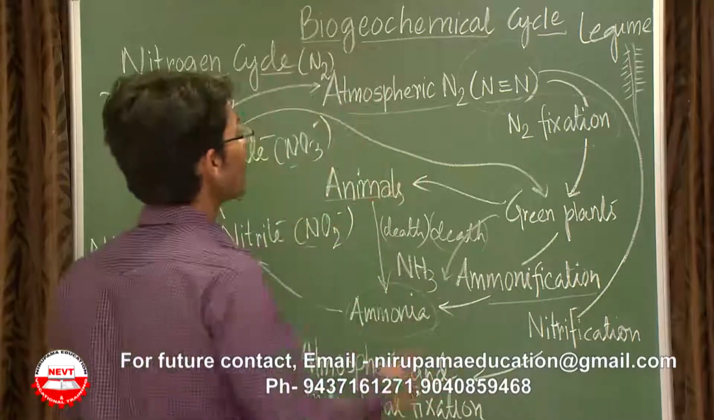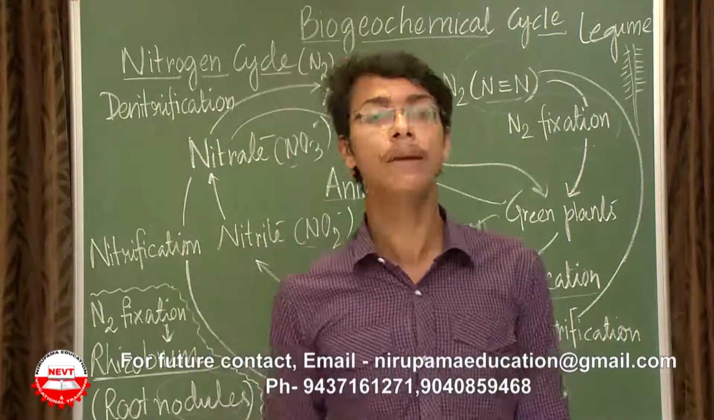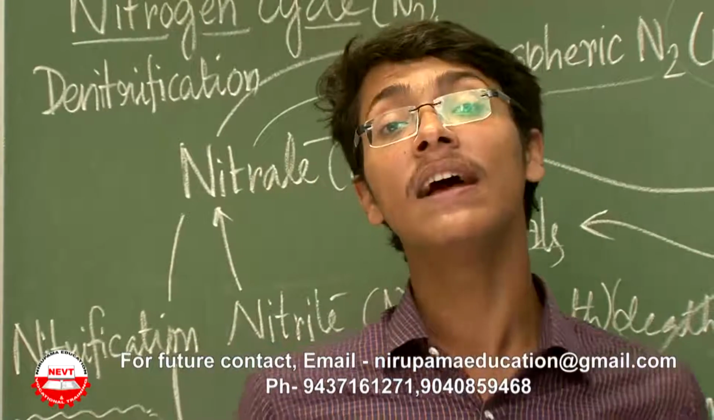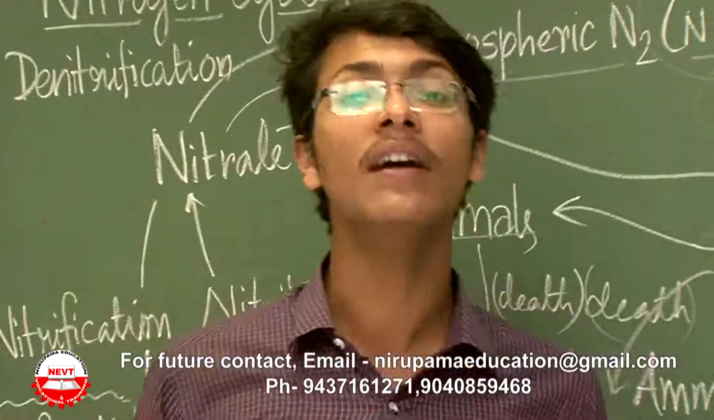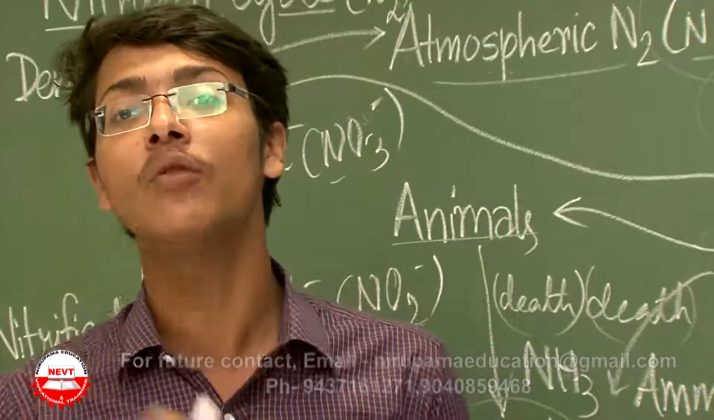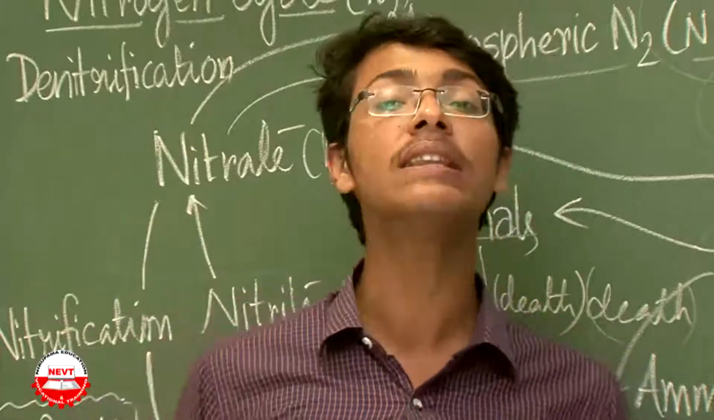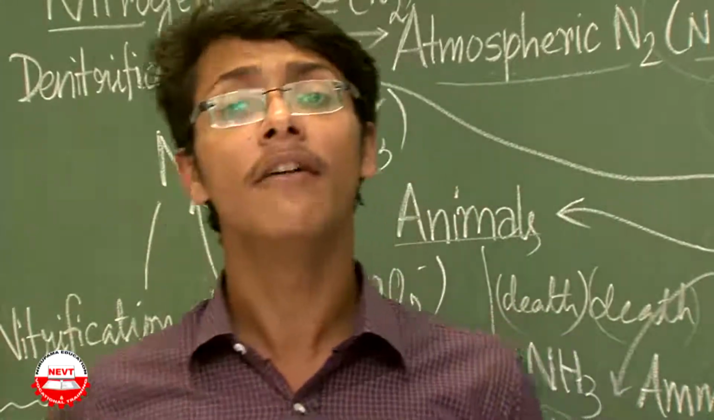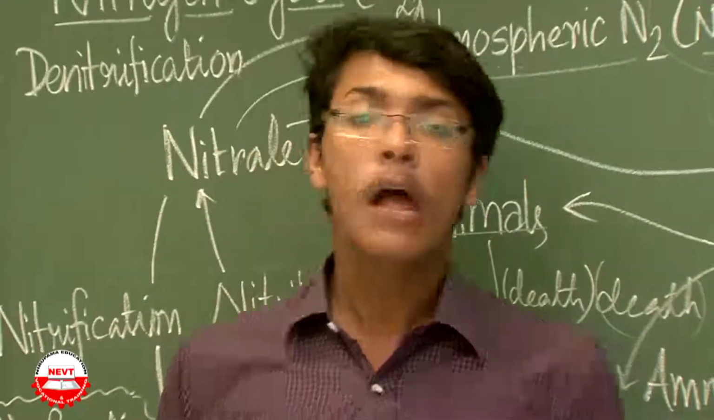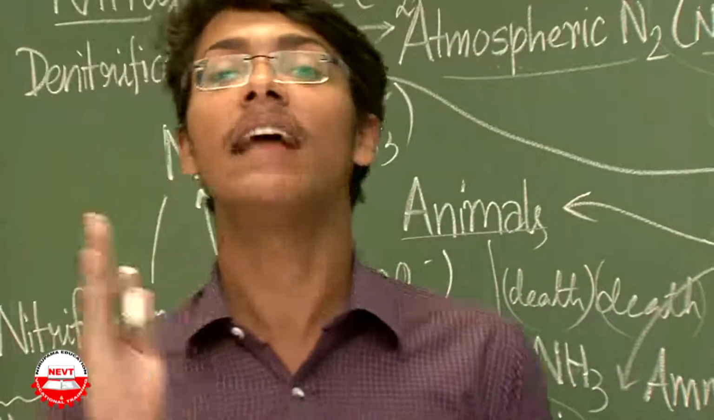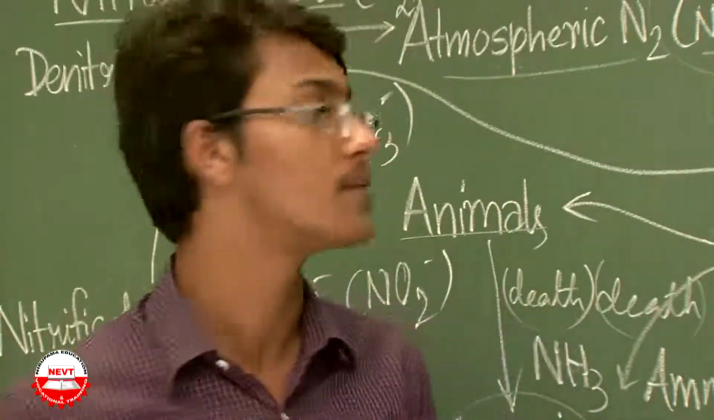Coming back to another pathway, atmospheric nitrogen can also be fixed by means of physical processes. What are the physical processes? Lightning. High temperature and high pressure in the atmosphere cause the atmospheric nitrogen to get fixed into nitrous acid and come back to the earth in the form of rain. The rain contains the nitrous acid and that is assimilated by the plants. More or less, the purpose is that atmospheric nitrogen must be converted into usable nitrogen forms.